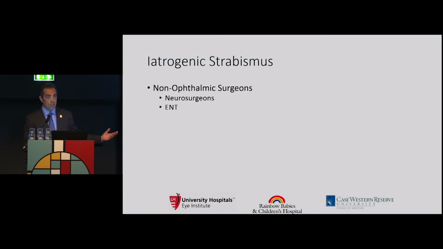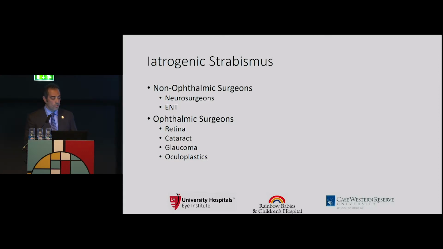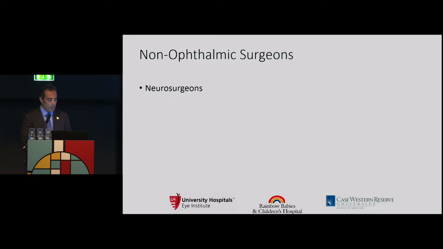So I wanted to start with the non-ophthalmic surgeon. It's not only because of what we eye surgeons do, but obviously neurosurgeons and ENT surgeons can cause iatrogenic strabismus. We're going to talk about that a little bit. Also the ophthalmic surgeons, obviously retina, cataract, glaucoma, oculoplastics-related iatrogenic strabismus happens frequently enough. But then there's strabismus surgeon-related iatrogenic strabismus, which is a category on its own, I think, and we're going to talk about that a little bit as well.